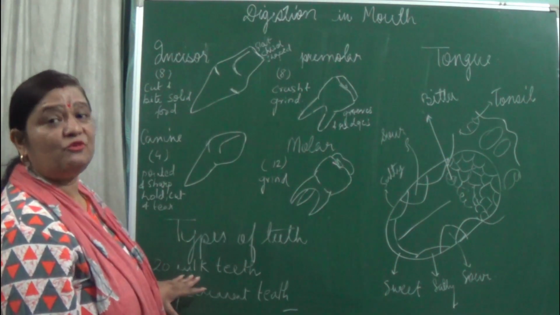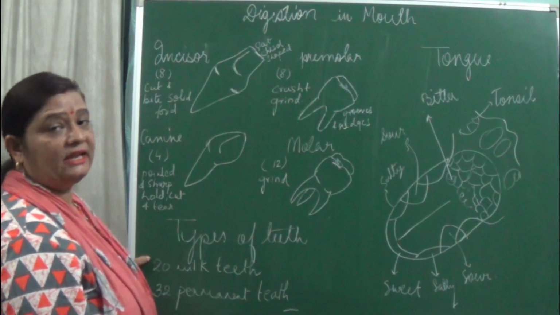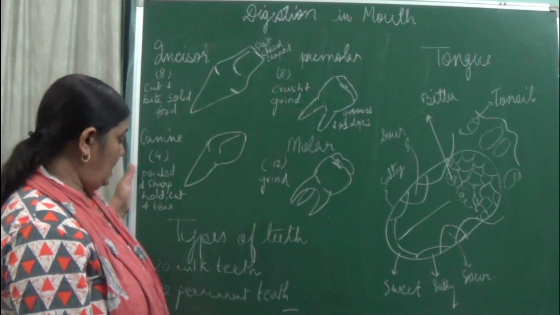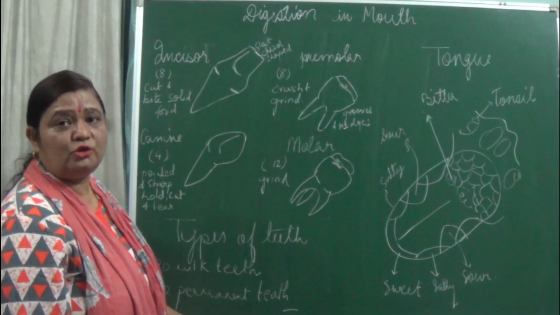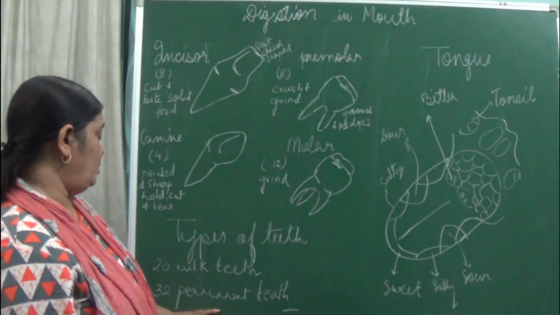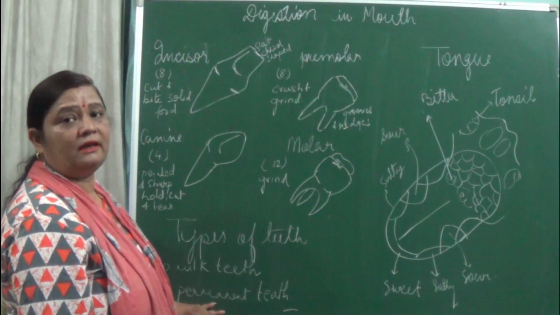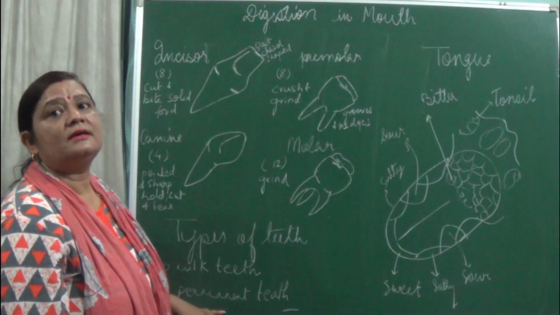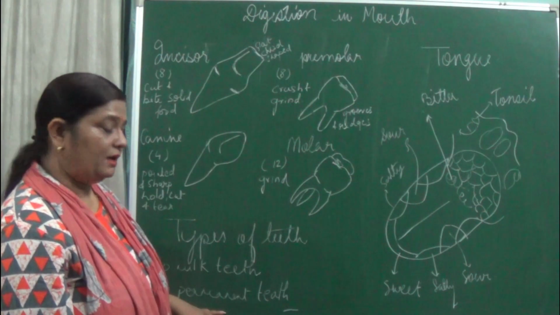Okay, I'll say infants. Here we see the total number of teeth is how much? 20. But in adult human beings, how many is it? 32. Actually, wisdom teeth are the teeth which come after about 17 years.